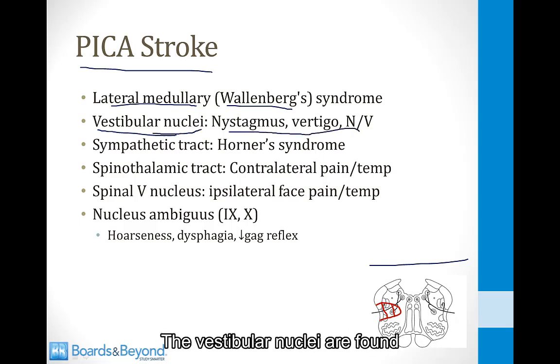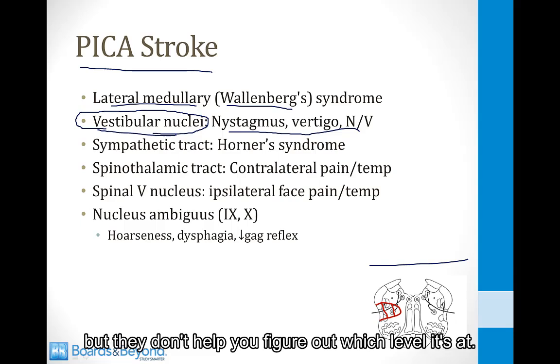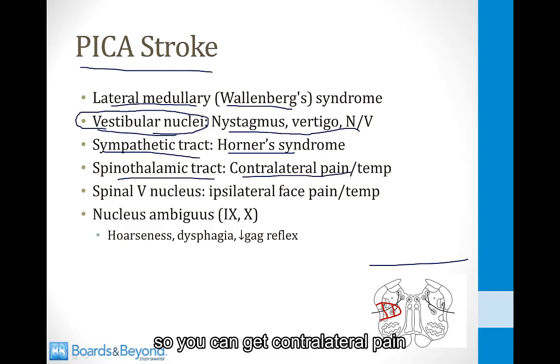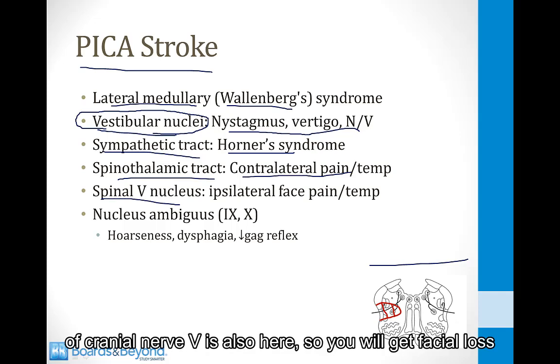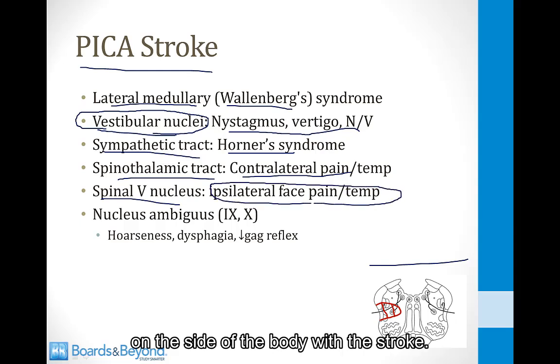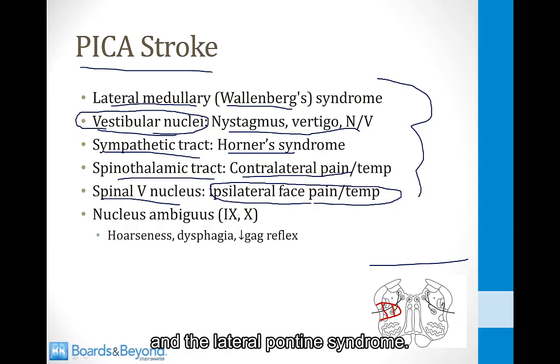The vestibular nuclei are found in the lateral pons and medulla, so they help you localize a lesion laterally, but they don't help you figure out which level it's at. The sympathetic tract runs out here, so you can get a Horner syndrome. The spinothalamic tract runs out here, so you can get contralateral pain and temperature loss in the arm and leg. And then the spinal nucleus of cranial nerve 5 is also here, so you will get facial loss of pain and temperature sensation on the side of the body with the stroke. So all these things are very similar to the AICA stroke and the lateral pontine syndrome.